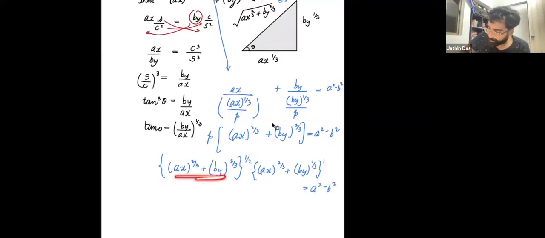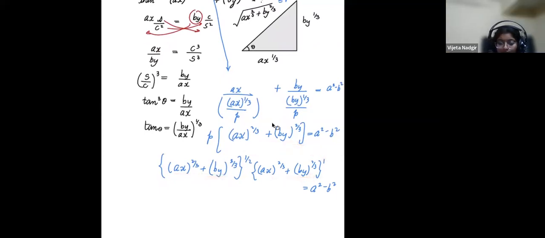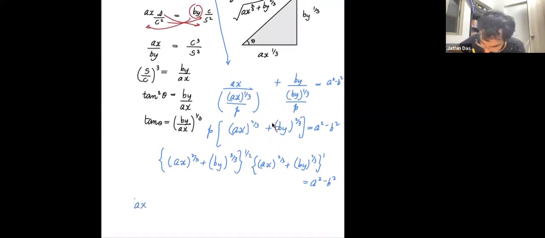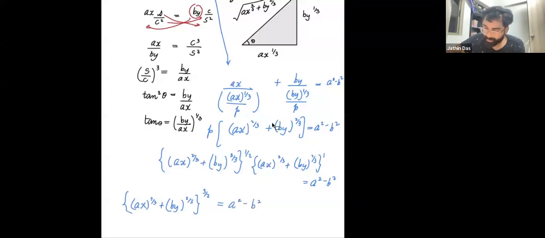Now the base is the same. So what will happen to the powers? Add up. So ax raised to 2 by 3 plus b raised to 2 by 3, the whole thing raised to 3 by 2 (1 plus 1 by 2), is equal to a square minus b square. But I want only this value. So when the power goes to the other side, what will happen? Reciprocal. So this is the answer.